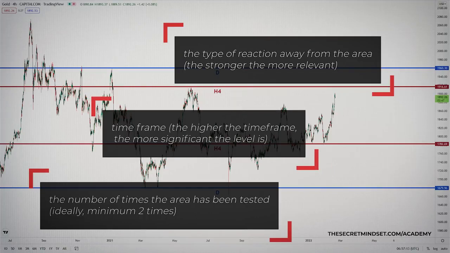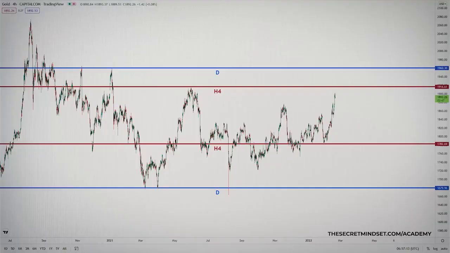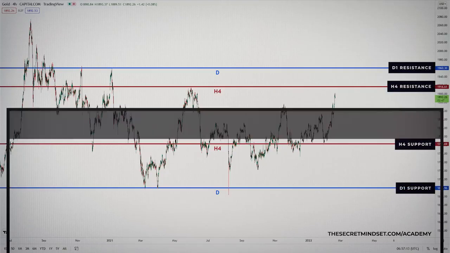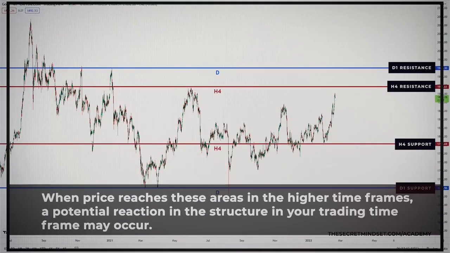Here, I've drawn the 2 most immediate levels of support and resistance in the daily and the 4-hour. What this means is that if you are going to find trades on the 1-hour time frame, you must be aware that once the price reaches these areas in the higher time frames, a potential reaction in the structure in your trading time frame, the 1 hour in this example, may occur.